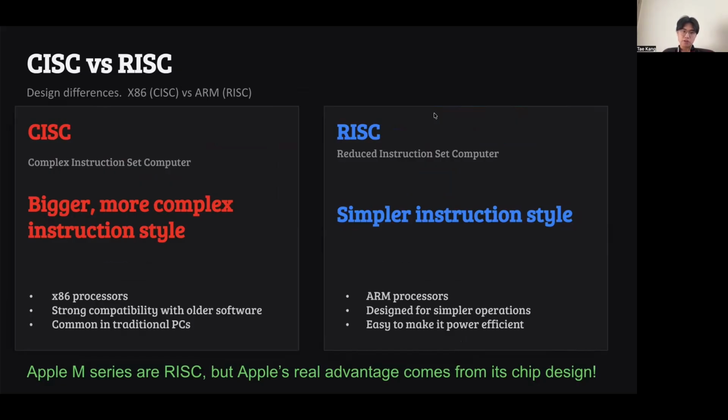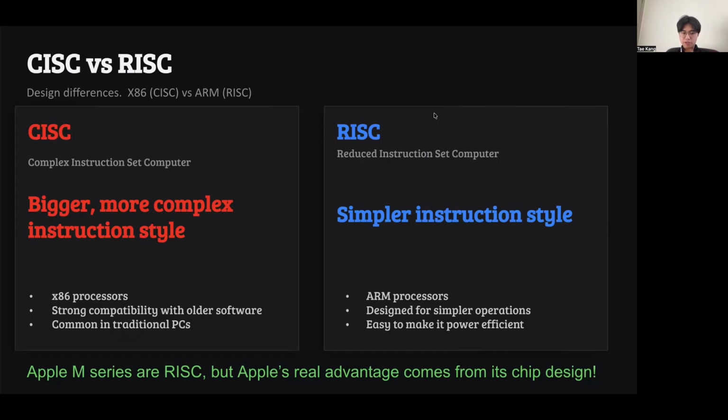For CISC, x86 processors are an example. They have strong compatibility with older software, and they're very common in traditional PCs. On the other hand, ARM processors are an example of RISC. It's designed for much simpler operations. Since they're simple, they're easy to make power efficient. That's why the new M series laptops are very good in battery life.